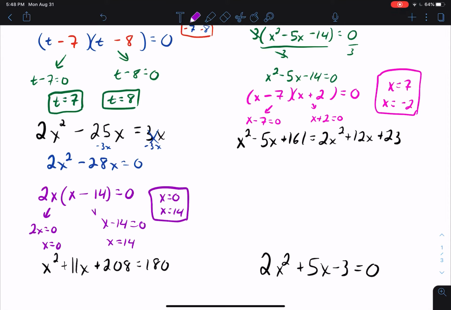All right, let's keep moving along. Here, we got a complicated looking equation because we've got terms on both sides. I need to get it set equal to 0, and I'm going to do it so that my a value stays positive. It's going to help me when I start to factor it. So in order to keep my a value positive, the coefficient on the x squared, I'm going to move everything from the left-hand side over to the right-hand side.